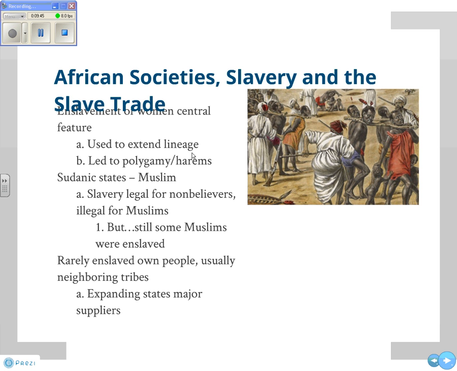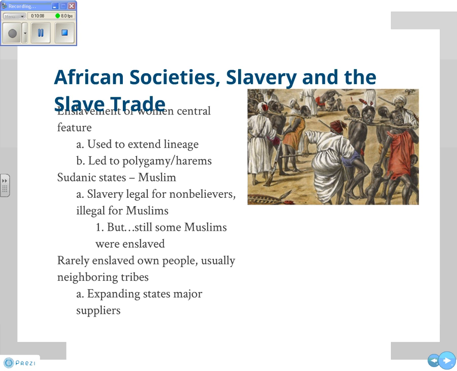The Sudanic states, well, by that I mean the Muslim states, slavery was legal for non-believers. The idea was it was supposed to be illegal for Muslims. In other words, if I'm a Muslim and I take a non-believer slave, that's okay. If I take a Muslim slave, that's frowned upon. But still, some Muslims were enslaved.